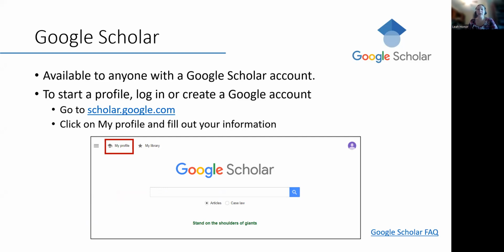All right, so the next profile that we are going to look at is Google Scholar and the Google Scholar author profiles. So the nice thing about Google Scholar is that it is available to anyone. It is free with a Google or Google Scholar account. And to set one up, you just sign into your Google account and click on the My Profile link at the top of the page when you go to Google Scholar.